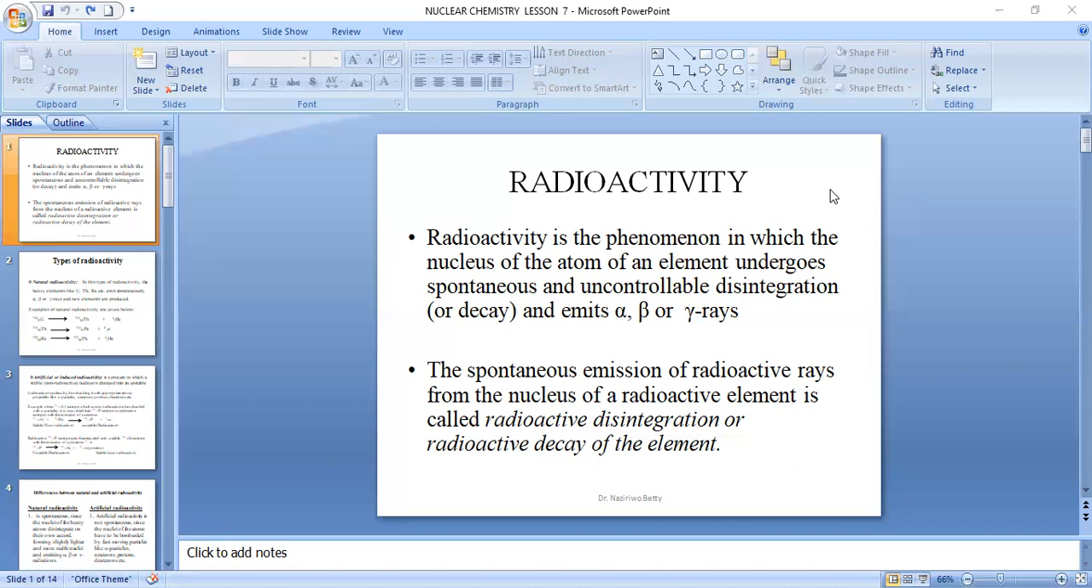Today, we are going to look at radioactivity. Radioactivity is a phenomenon in which the nucleus of the atom of an element undergoes spontaneous and uncontrollable disintegration or decay and emits alpha, beta, or gamma rays. The spontaneous emission of radioactive rays from the nucleus of a radioactive element is called radioactive disintegration or radioactive decay of the element.